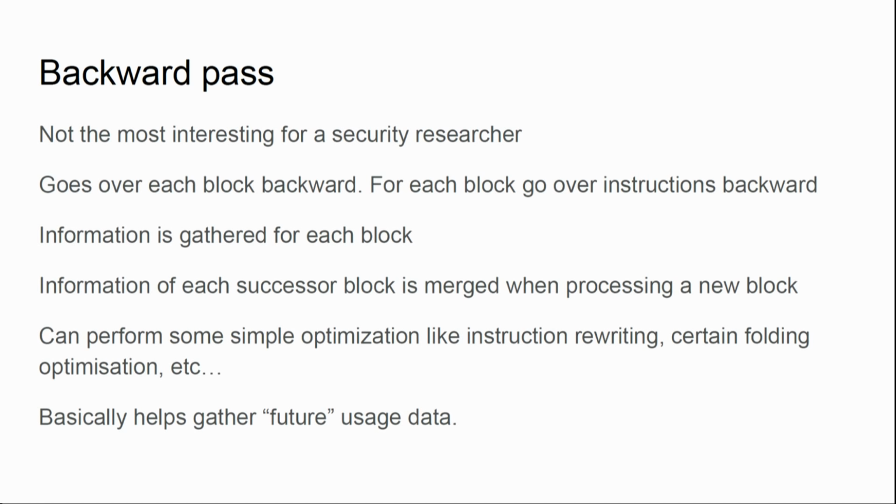So the backward pass is the first thing that runs in the global optimizer. It's not the most interesting for a security researcher. The algorithm is pretty simple. You go over each block backward. For each block, you go over each instruction backward. Information is gathered for each block. And basically, every time you start processing a new block of the CFG, you have to merge information of the predecessor blocks, the ones you treated already. And it can perform some simple optimization, like instruction rewriting, some kind of constant folding and stuff like that, but it's not really interesting in terms of security bugs. And yeah, that's about it. It's not super interesting for us.